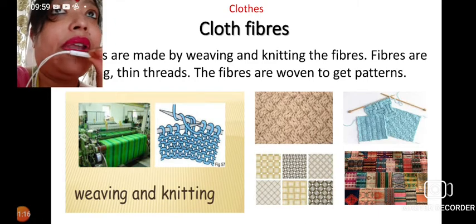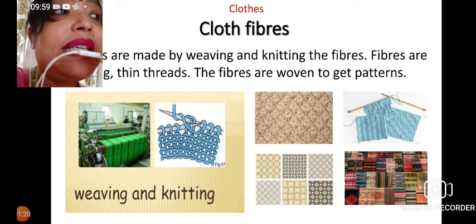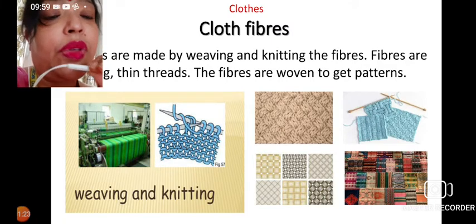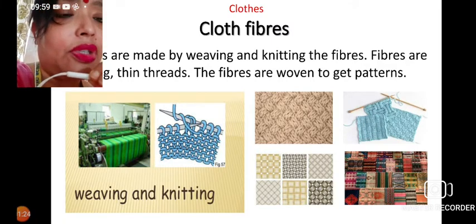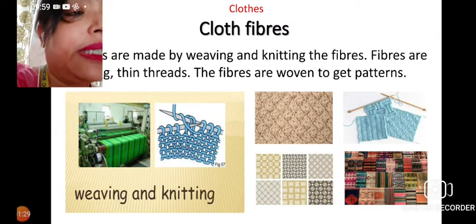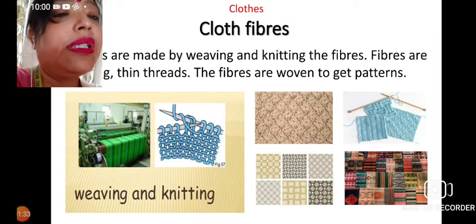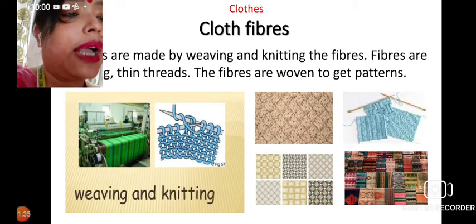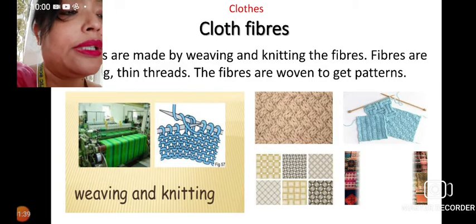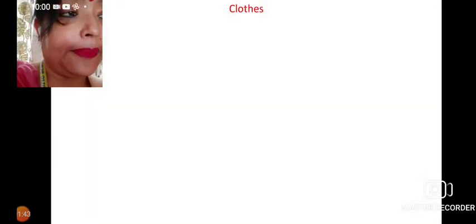Knitting, you are very familiar with, most of the people at home have seen the knitting process. And weaving is also another process by which the fibers are made into different types of patterns. So these are the different types of fibers which we are trying to show you, so that you can be very clear about the understanding.